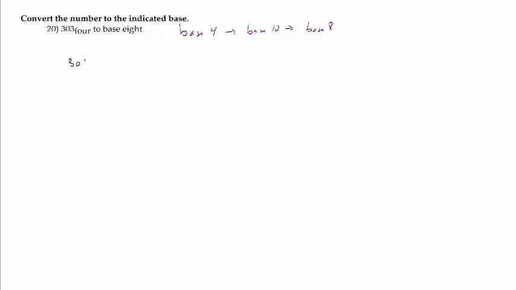So I got 303 base 4. So again, this is going to be 4 to the 0 power. This will be 4 to the 1, and this will be 4 squared.